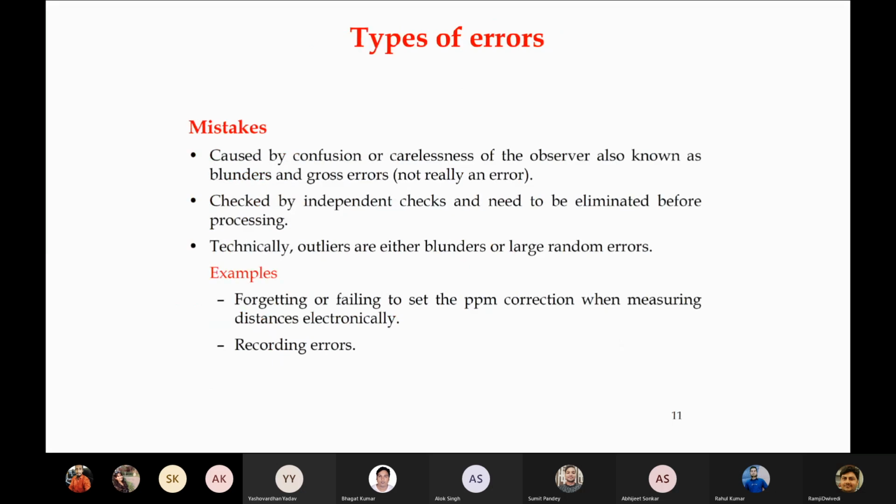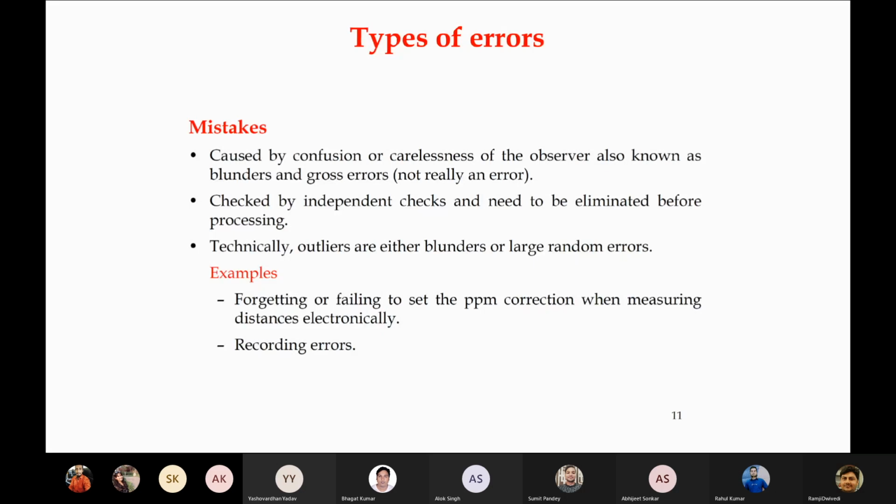Okay. Then, what are the types of error? These are the sources of error. What are the types of error? Mistakes you have to avoid. Mistakes are sometimes also called outliers, also called blunders. They are caused by confusion or carelessness of the observer, also known as blunder or gross error. Again, just go with the terminology. They are caused by confusion.